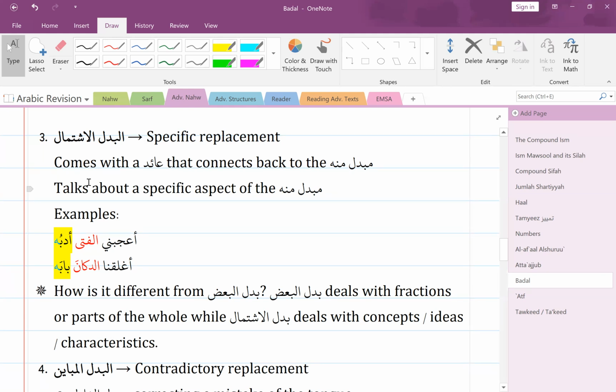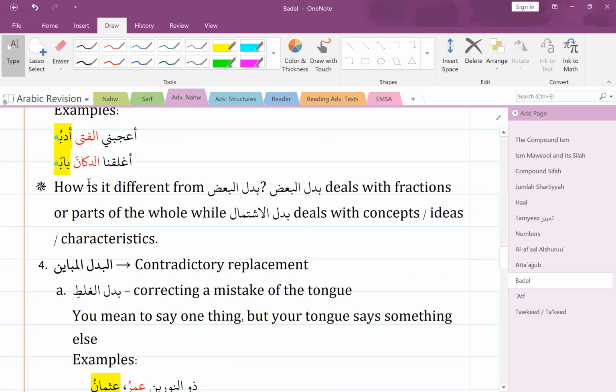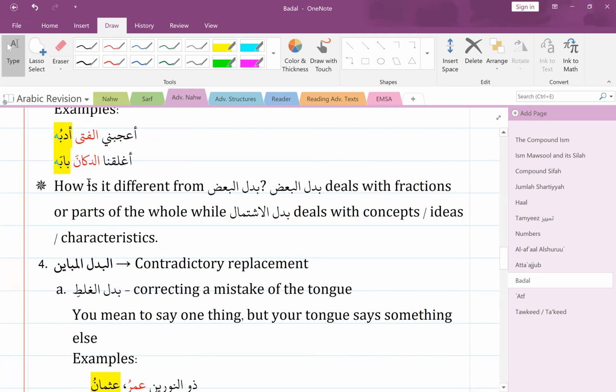Okay, now probably you're wondering, so what's the difference between badal al-ba'd and badal al-ishtimal? It sounds pretty similar because you're talking about a portion of this and this one is also a part of that. Isn't it the same thing? Actually, no. The difference is because badal al-ba'd actually deals with fractions or parts.